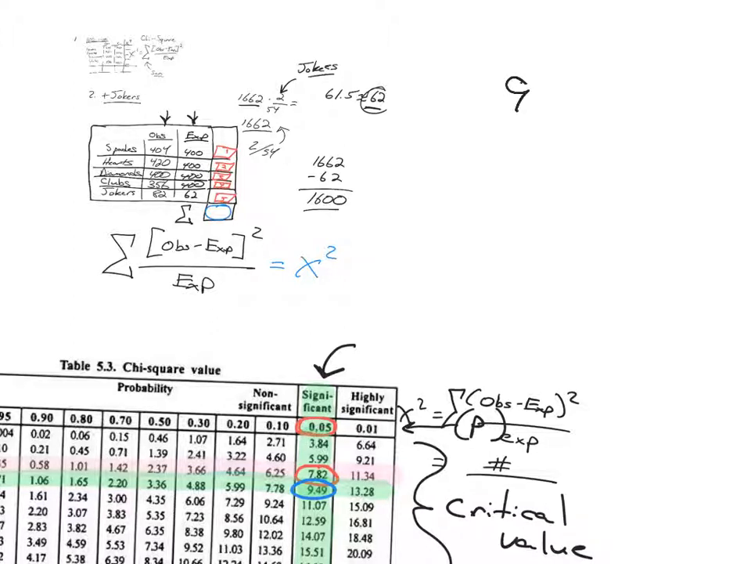So 9.49 is your critical value. So your degree of freedom is how many things you have to tolerate about? How many different possibilities minus 1. So that wouldn't be for the whole chart, it would be for the first 5.